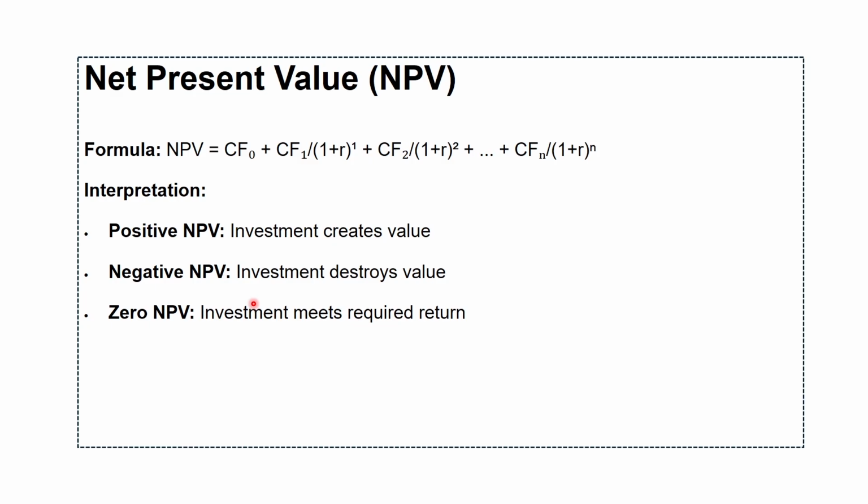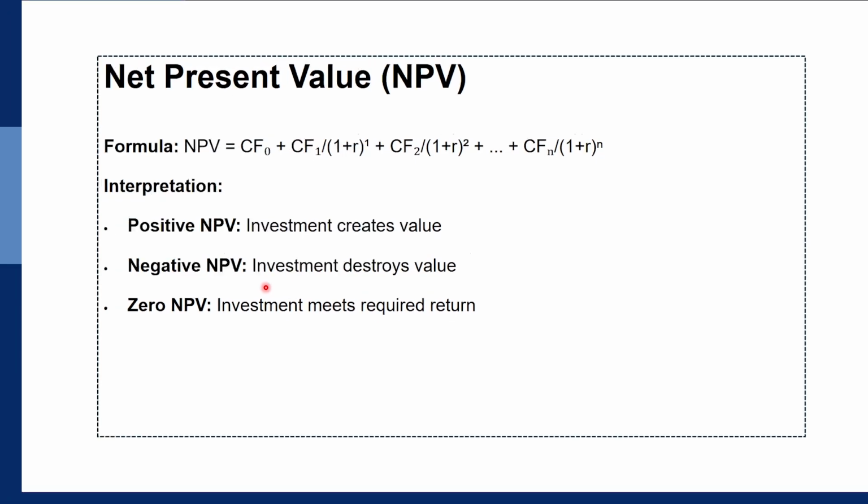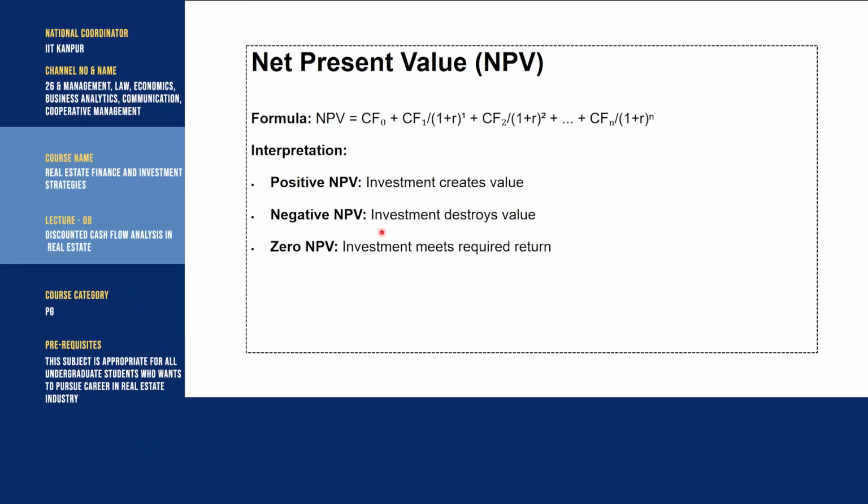So, NPV is equal to the sum of the present values of all future cash flows, both positive and negative. The formula is NPV equals CF0 plus CF1 divided by 1 plus R to the first power plus CF2 divided by 1 plus R to the second power, continuing through CFn divided by 1 plus R to the nth power. The interpretation of NPV result is straightforward.